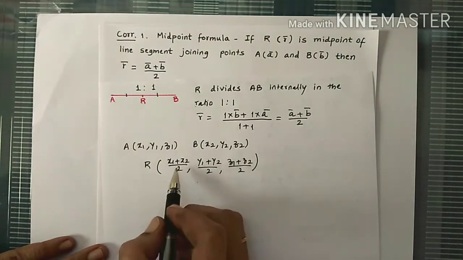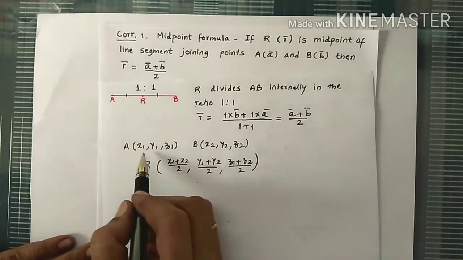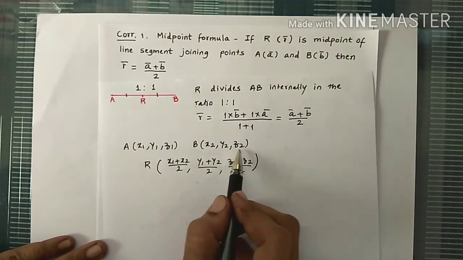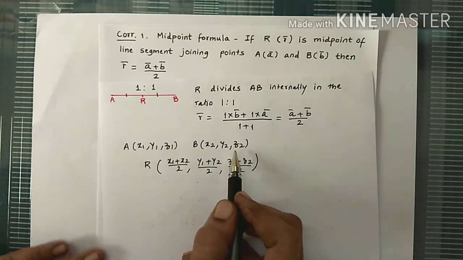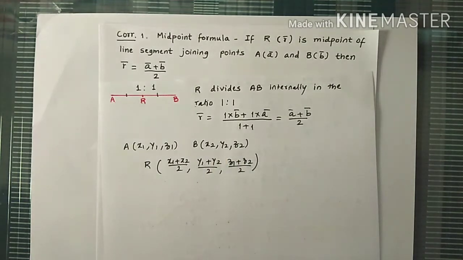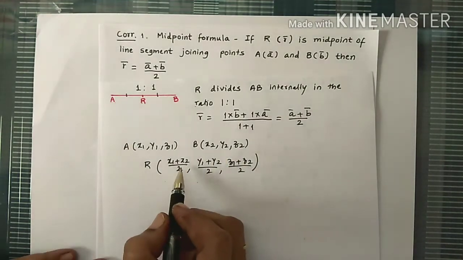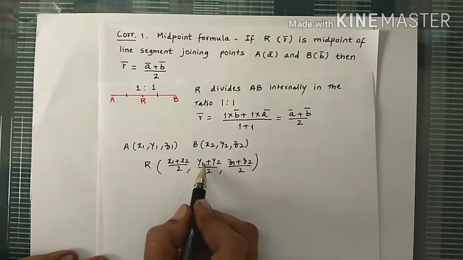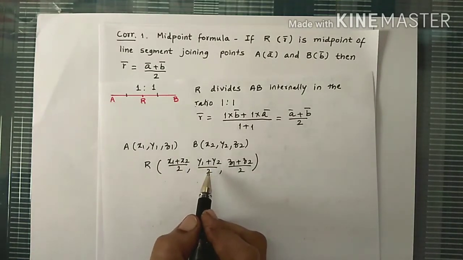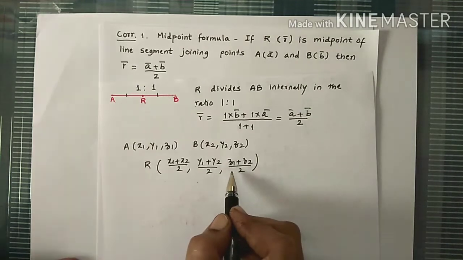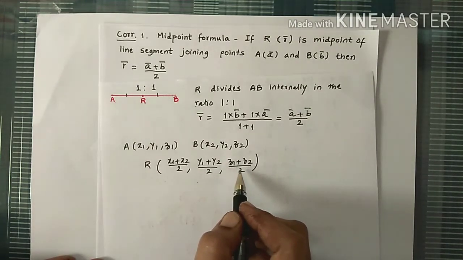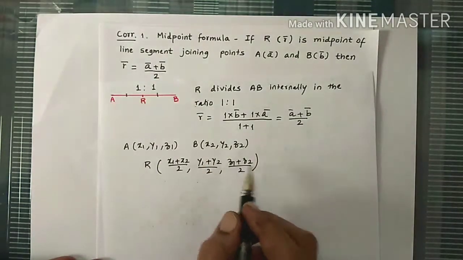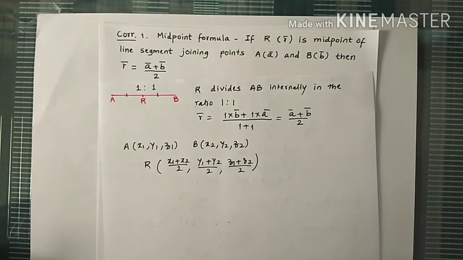Now here it is given in terms of the coordinates. If coordinates of A and B are x1, y1, z1 and x2, y2, z2 respectively, then it is the same old midpoint formula that we have used in 10th standard, which is (x1 plus x2) upon 2, (y1 plus y2) upon 2. Now since we have z coordinates also, for z coordinate also we have to add the z coordinates of the end points and divide by 2. So that is our midpoint formula.